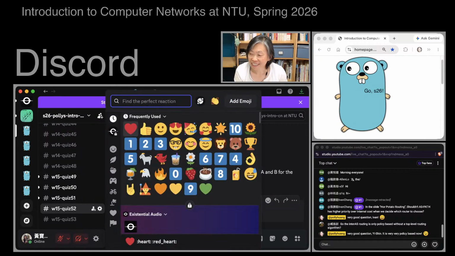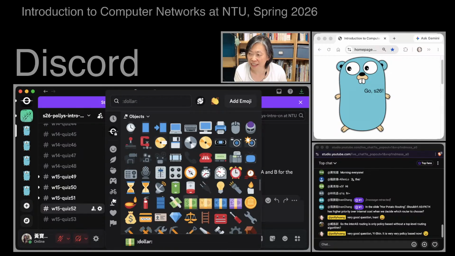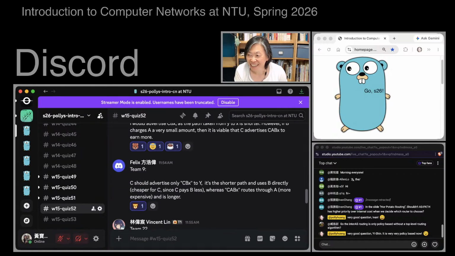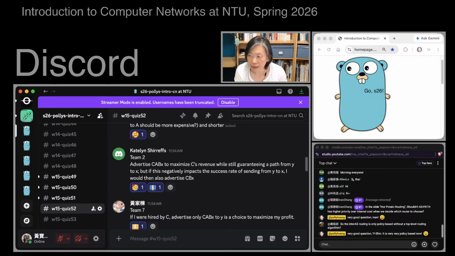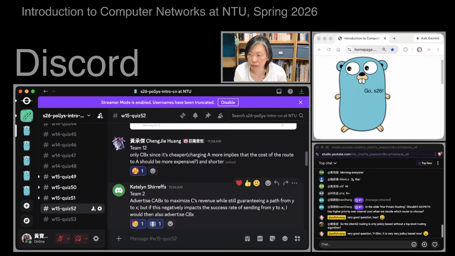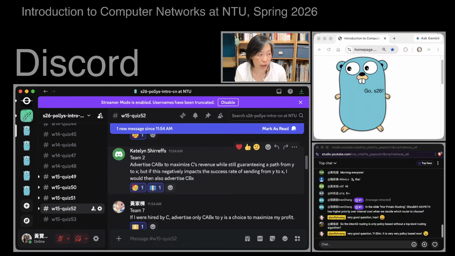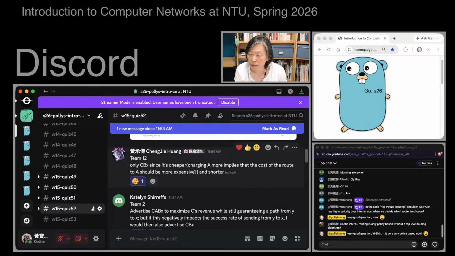All right. I can see that many of you see this as a money opportunity. Completely normal. If you want to make a better profit, you announce ABX, because if traffic always comes through A, you get to charge more. But I also see alternative thinking.